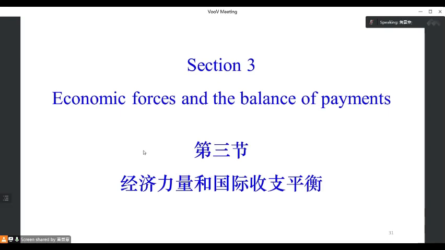Let's go on. Section 3. Economic forces and balance of payments.